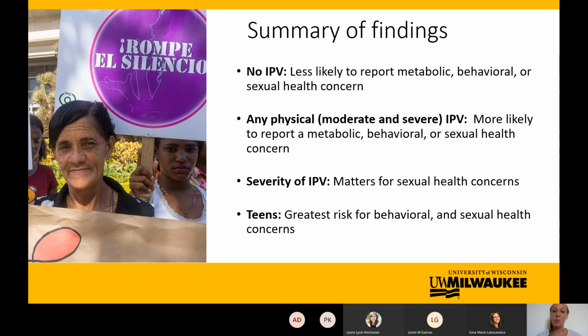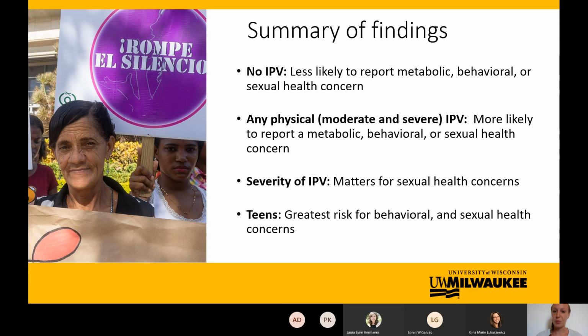On the flip side, we found that women who had reported any physical IPV throughout their life, whether it was moderate or severe, were statistically significantly more likely to report metabolic, behavioral, and sexual health concerns. What we found with respect to severity is that it has the most substantial impact for sexual health concerns. So the reporting of sexual health concerns is even greater among women who reported severe physical violence compared to moderate physical violence.